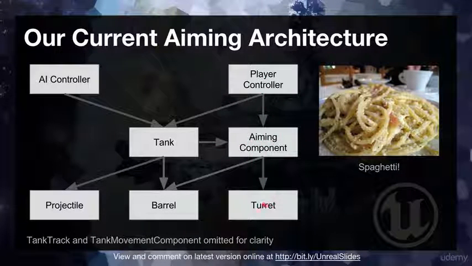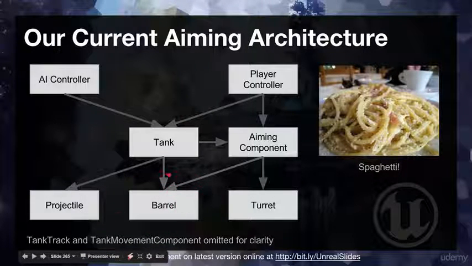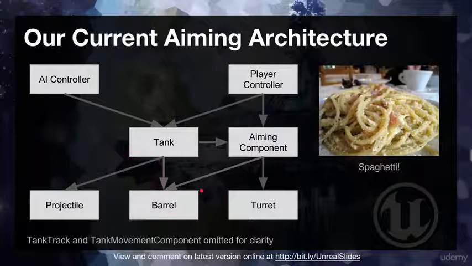So the turret, where's a diamond? A diamond here with the barrel and the player controller. So what you've got is you've got two ways of going from the player controller down to the barrel. I don't like that. That is pretty minging. We have two things referencing the barrel. That's not too bad, but it's not necessary here. We don't need both the tank and the aiming component to know about the barrel. In fact, the tank doesn't need to know about the barrel.